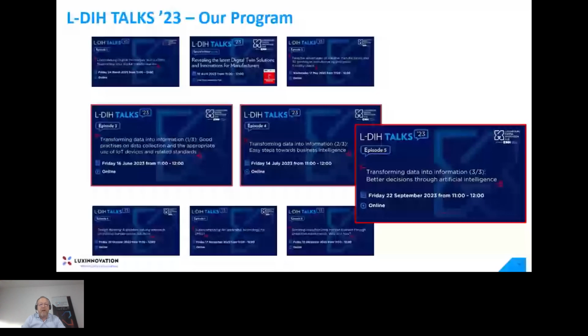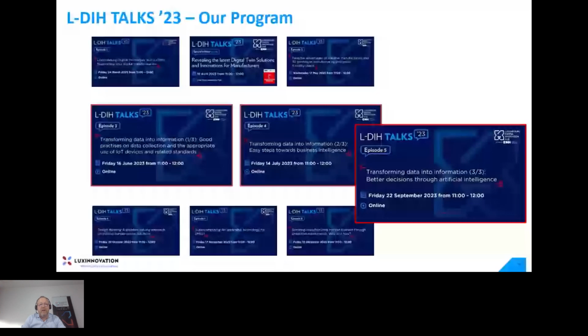There is a lot of talk about artificial intelligence in the market, but we were very concerned, and that's consistent with the feedback from our ecosystem, that many companies are struggling with data gathering and connecting the different technologies and infrastructure typically running in a production: controllers, SCADA systems, machines, robots, things like that. That was our first session.